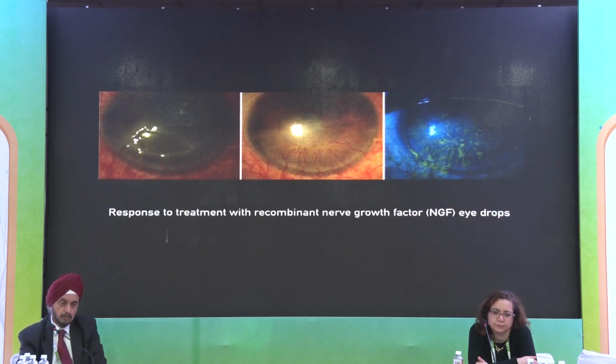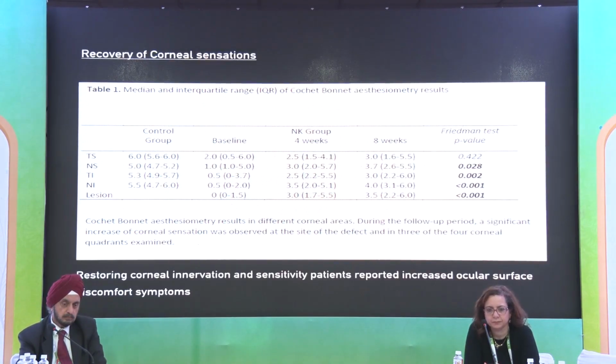This is an example showing how there was a response to the treatment with nerve growth factor eye drops. In the first picture, we can see an epithelial defect with thickened margins, but in the last picture, the epithelial defect is completely healed. Studies have also shown that senegermin has helped in recovery of the corneal sensations in almost 3 out of 4 quadrants of the cornea, and also at the site of the lesion, that is the site at which the neurotrophic ulcer is present. When there is a restoration of corneal innervation and sensitivity, the patients often complain about ocular discomfort, which is taken as a good sign because it shows that the patient is developing some kind of sensation on the surface.